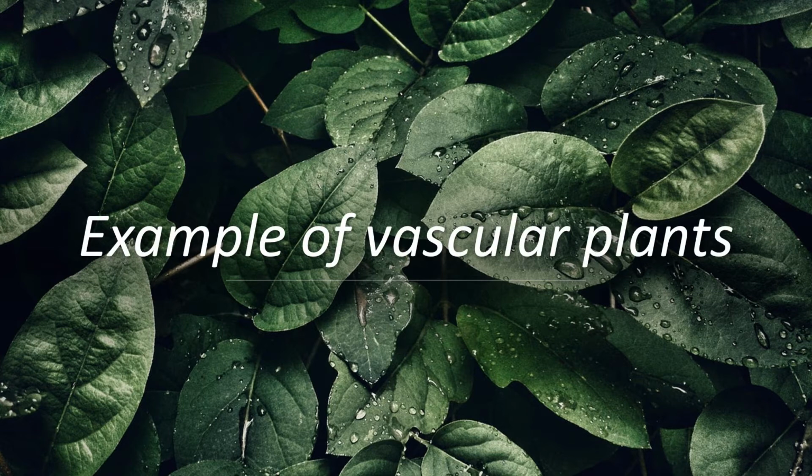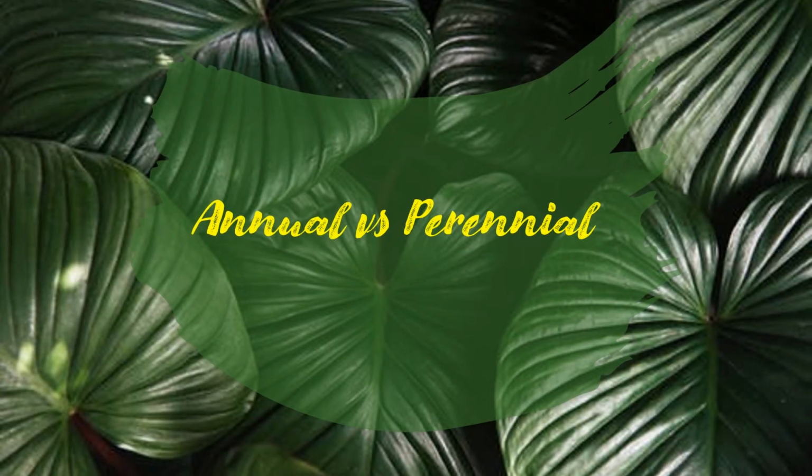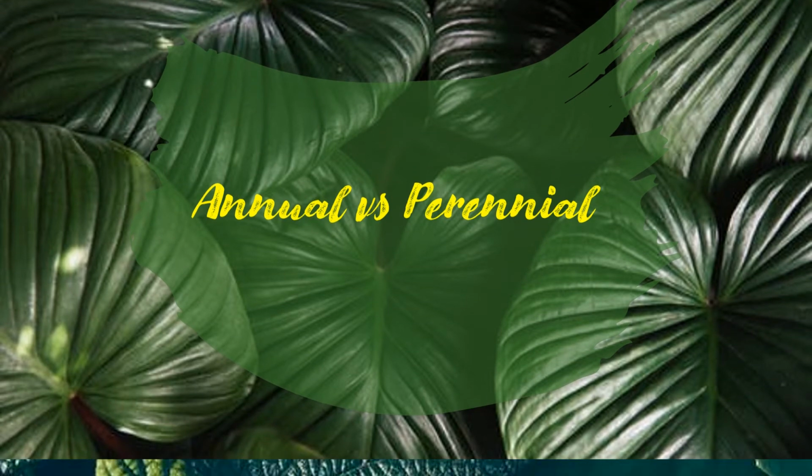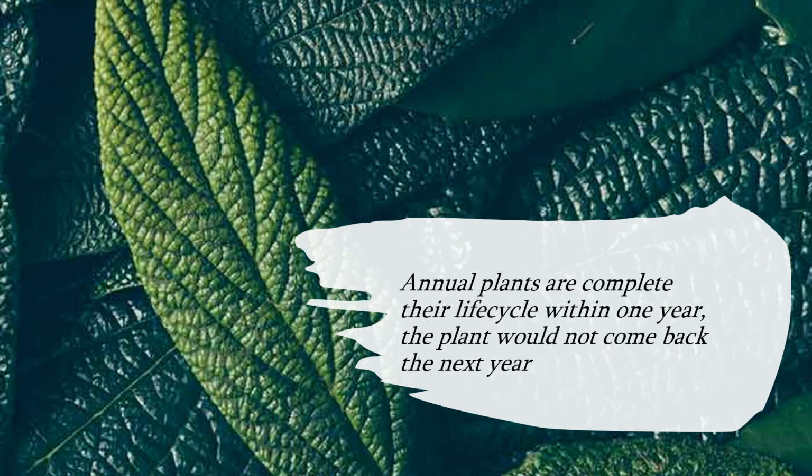Now, I want to give you examples of vascular plants. Here. Now, these are the annual versus perennial. Some plants, the annual plants, complete their life cycle within 1 year. If you were to buy an annual at the store, plant it in your garden, and collect all the seeds it dropped, the plant would not come back the next year. Annuals are typically herbaceous, meaning their stems and roots are not highly structured and rigid.